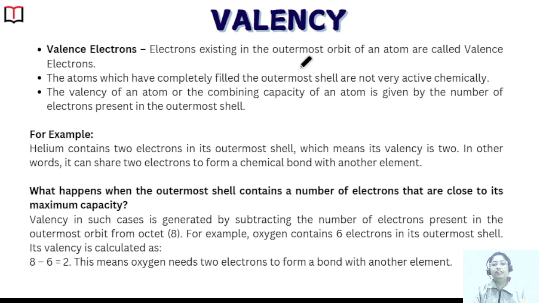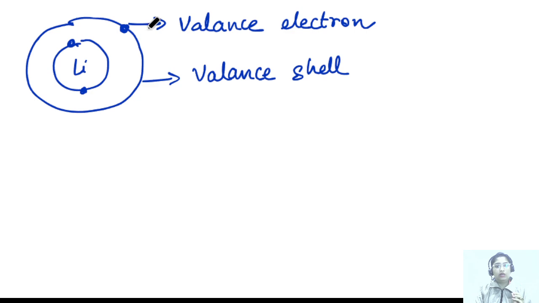An atom which has completely filled its outermost shell is not very active chemically. The valency of an atom, or combining capacity of an atom, is given by the number of electrons present in the atom's outermost shell. Now, you know that this is called the valence electron, present in the outermost shell, and the outermost shell is called the valence shell. Now, what is this valency? So, valency is very easy, students.